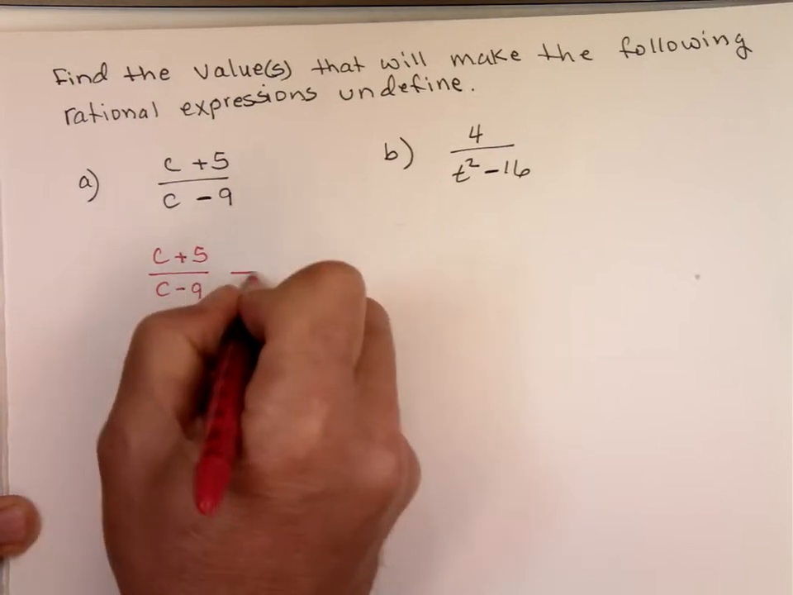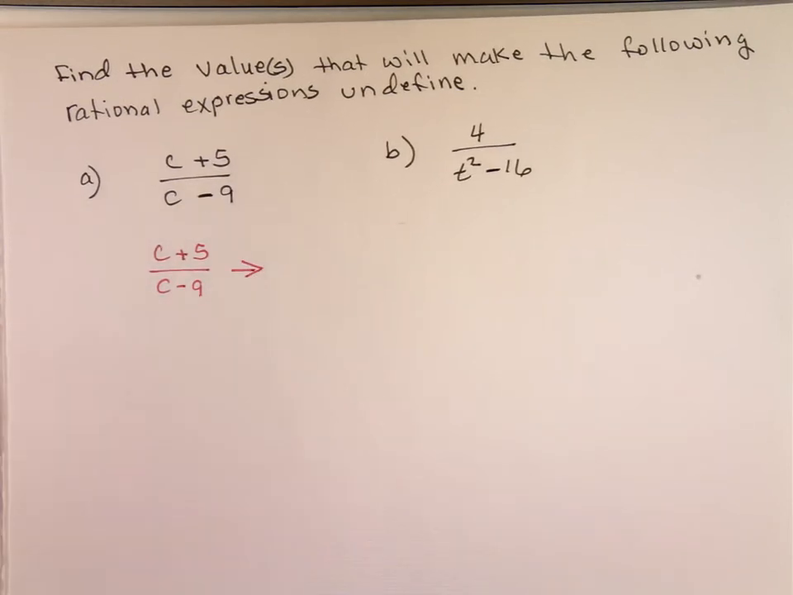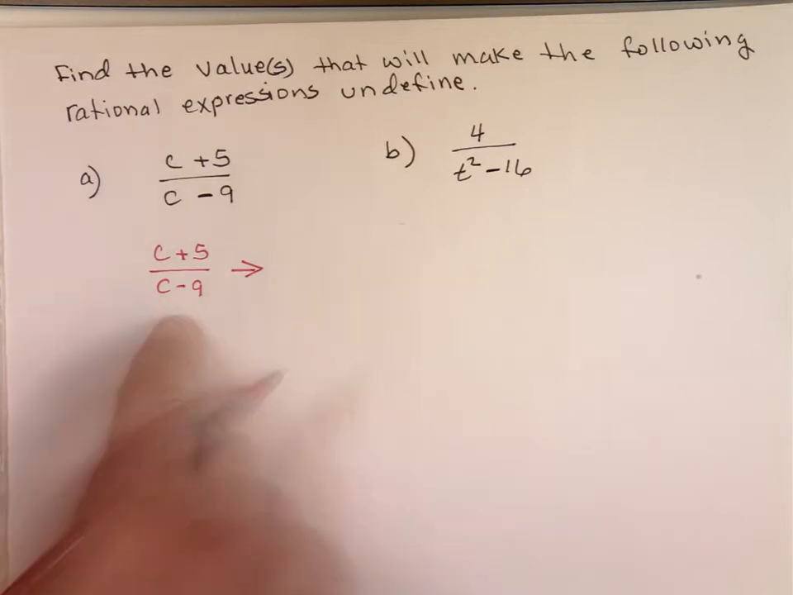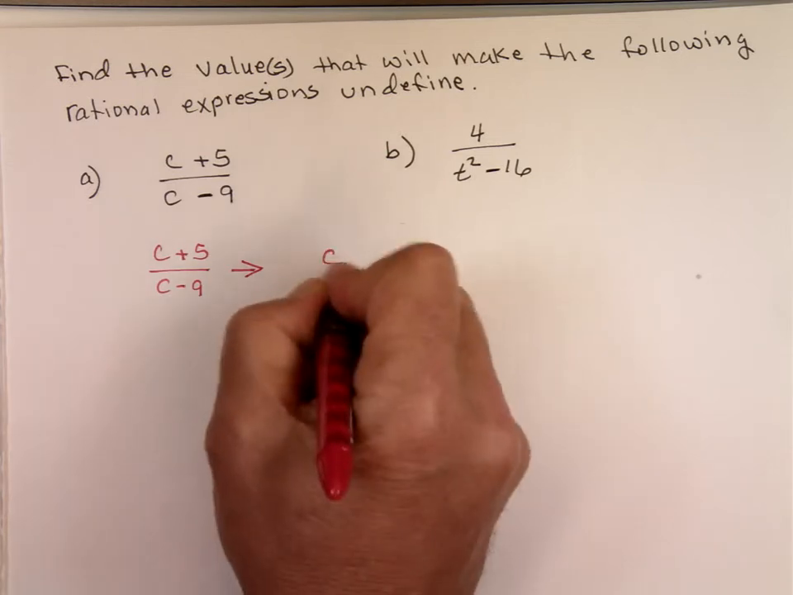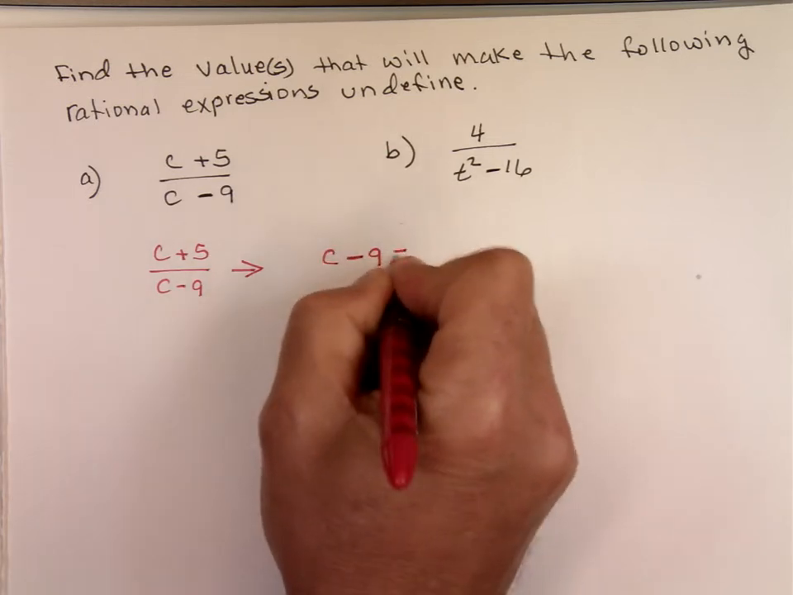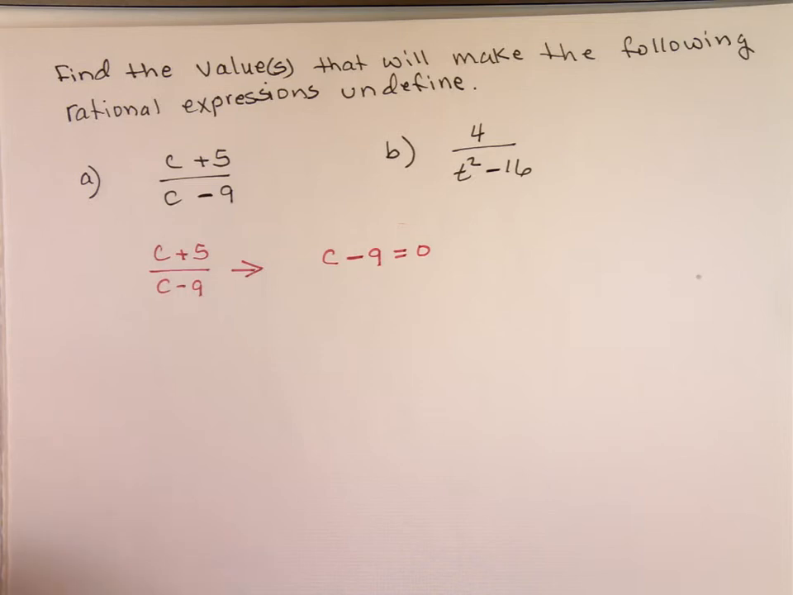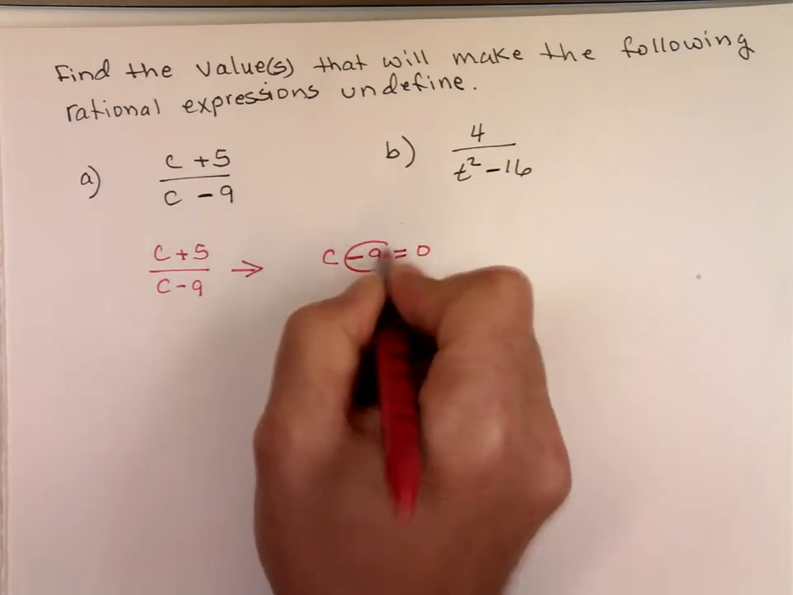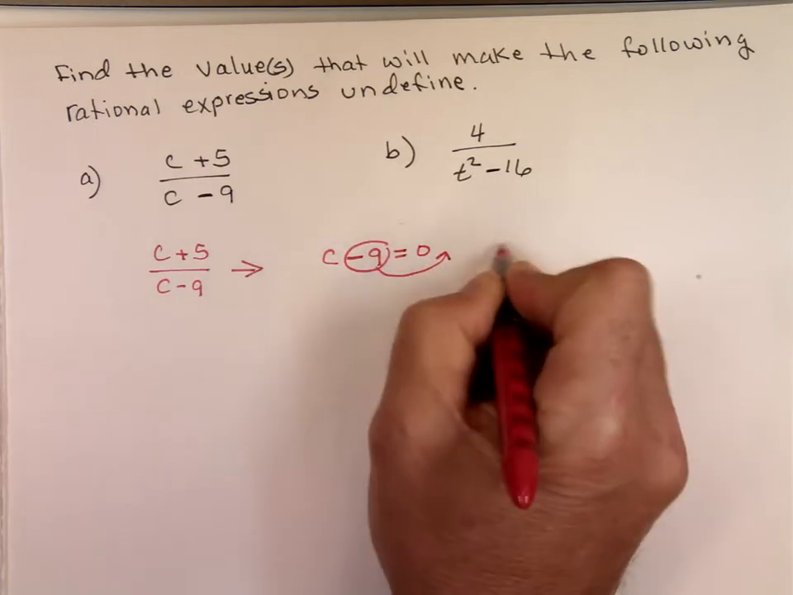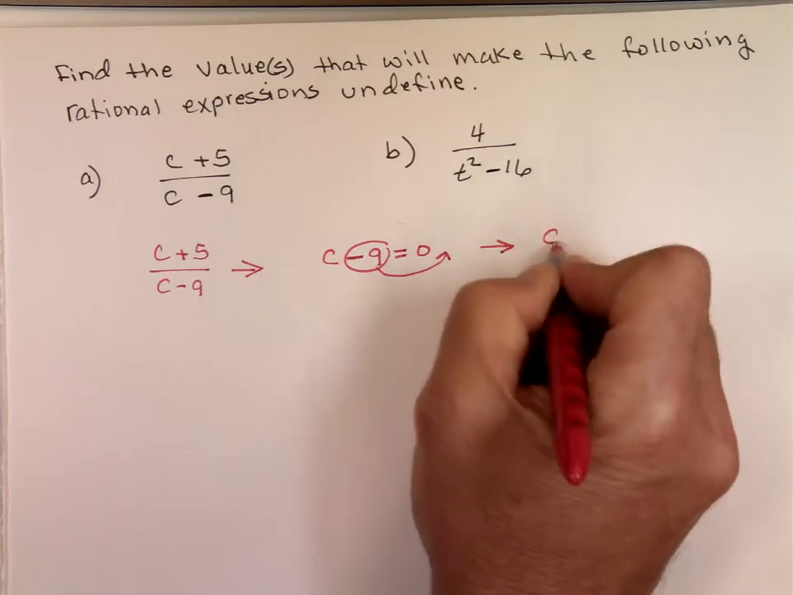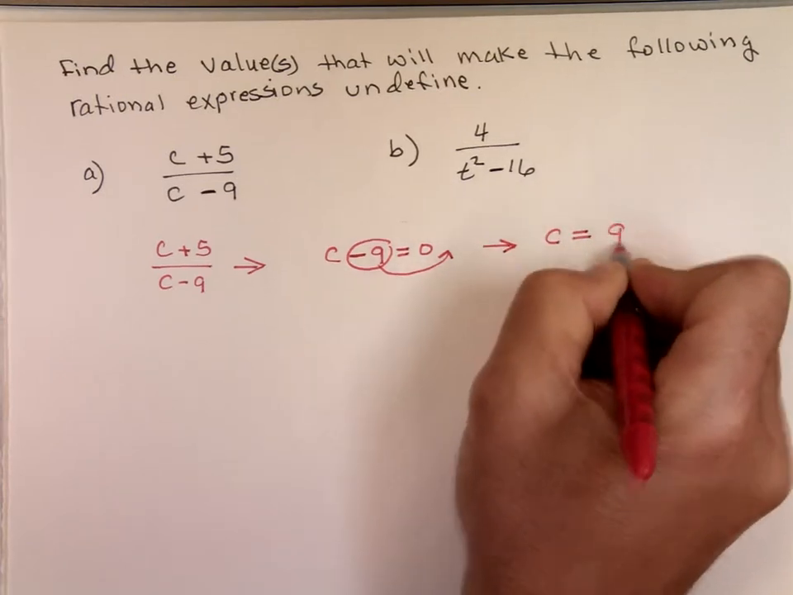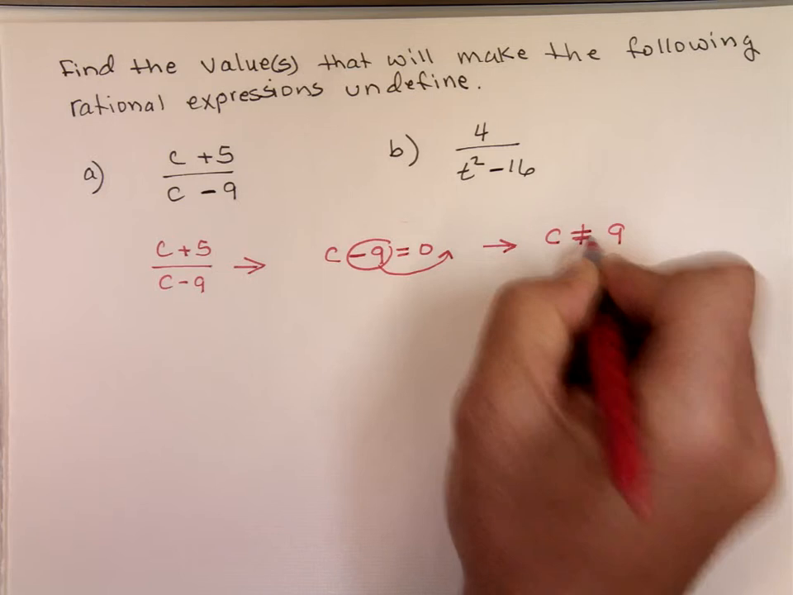So what value or values will make this rational expression undefined? In this case, there's only one value, the value that will make the bottom 0. So take the bottom, set it equal to 0 and solve it. Take the minus 9 there. So that will give me what? C equals 9. So you want to make sure that C does not equal 9.